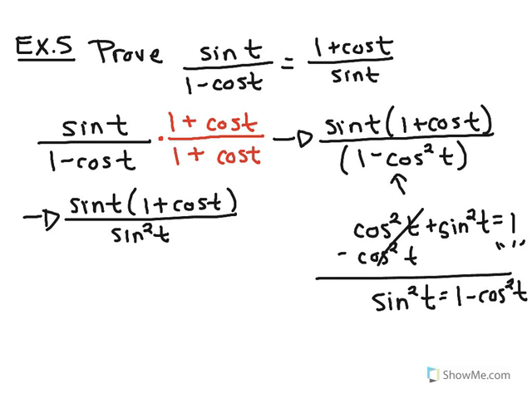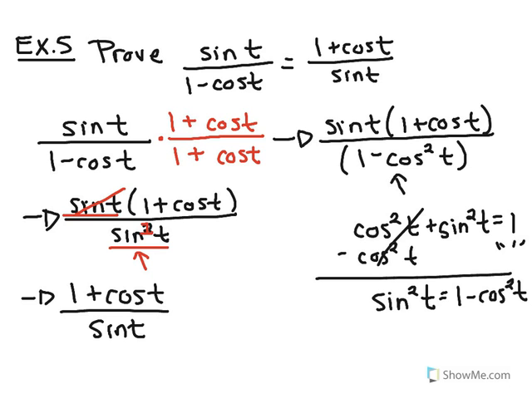Now, we've got a sine t here and a sine squared t here. This means that I have two sines being multiplied together, so I know that one of these is going to cancel out. So this one's going to go all the way away, and then here I'm just going to have 1. So my expression is going to look like 1 plus the cosine of t all over just a plain old sine t. And if you look at what I was trying to prove, I actually made it to the finish line. So that's it. That's how we're going to prove identities.